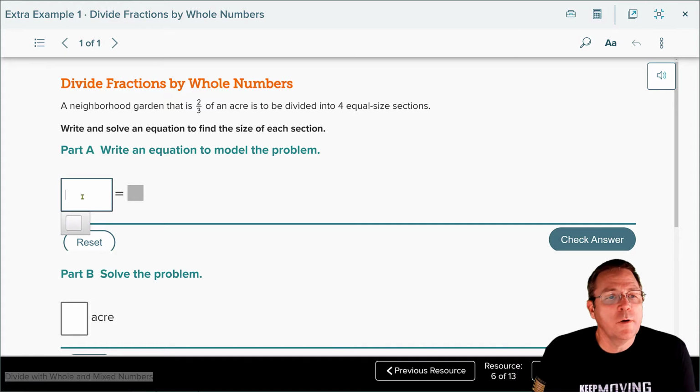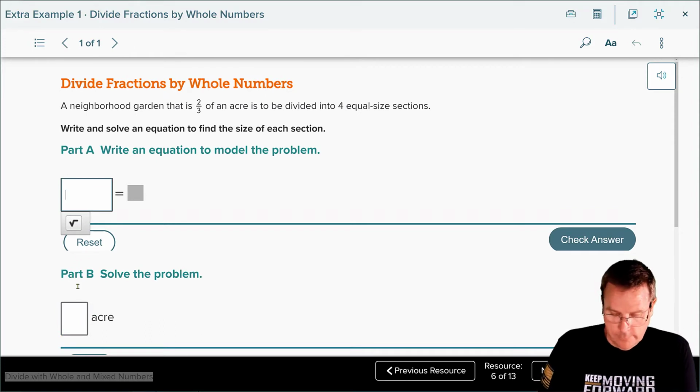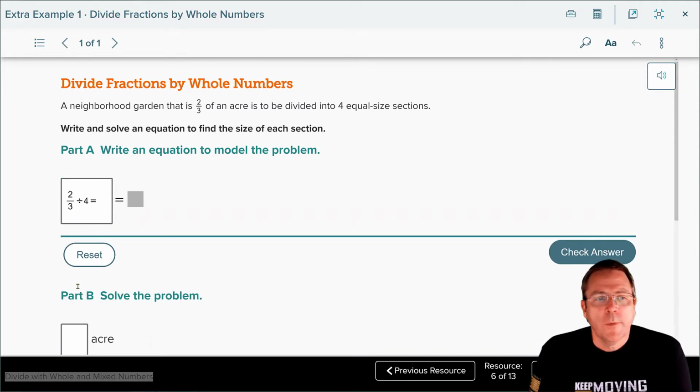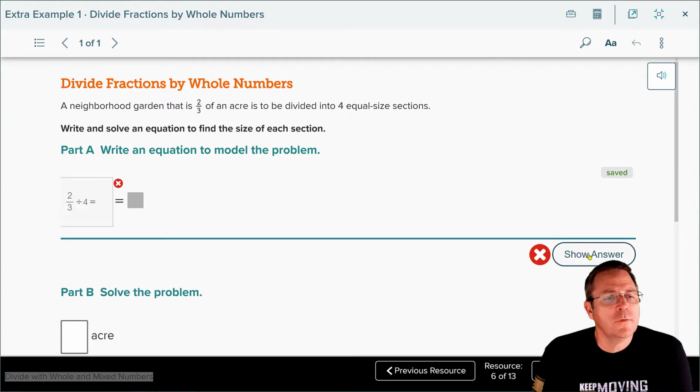The first part is going to have you write a whole equation. The second part is going to have you solve the problem. So I've started off by writing my equation showing where we're dividing 2/3 into 4 equal sections. I'm going to check that, and it says it's wrong. I wonder if the one's 4/1. Let's see what it says.